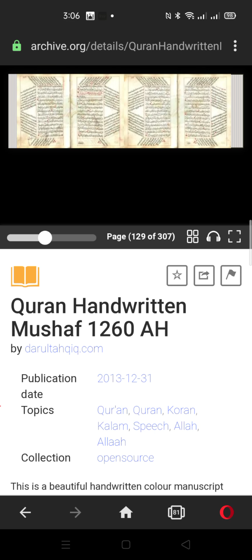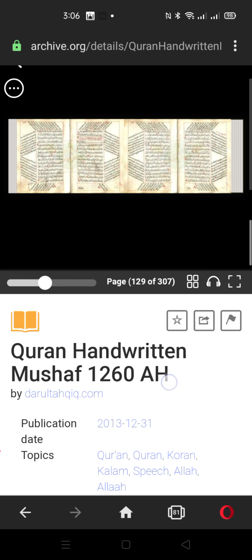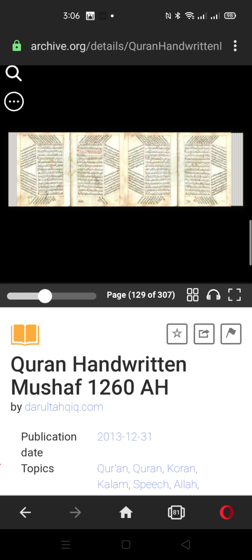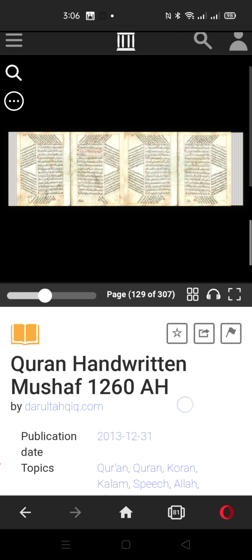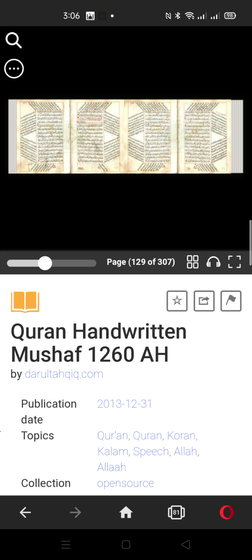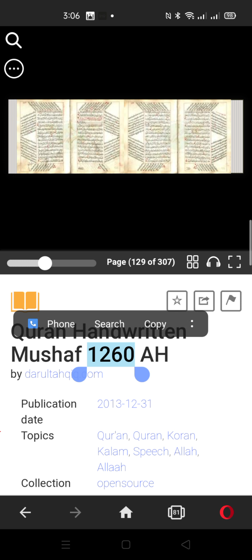So guys, today I'm gonna be showing you some definitive proof that the Quran is the word of God. So here we have from archive.org a Quran that is from 1260 AH. Now you may be asking, what is AH? I've never seen this before. AH means after Hijrah. It's the Islamic calendar. It's very easy to look up.